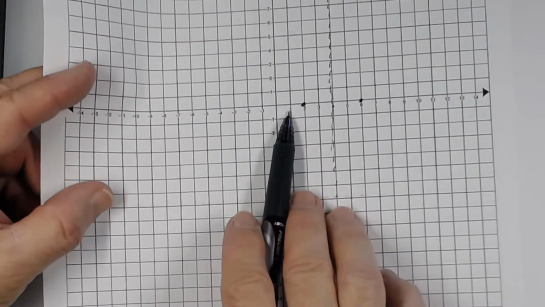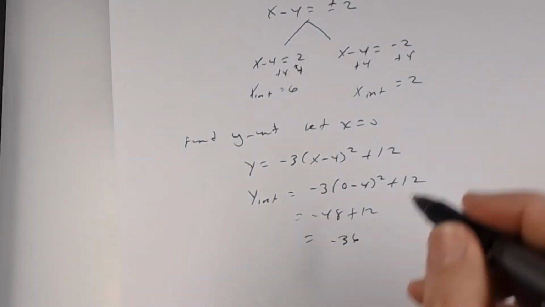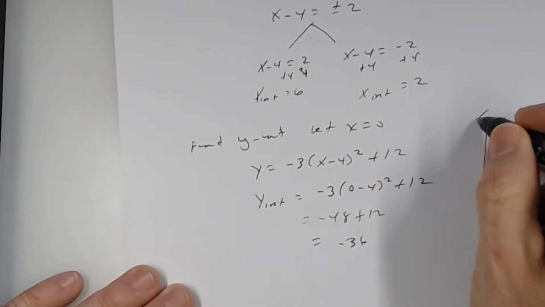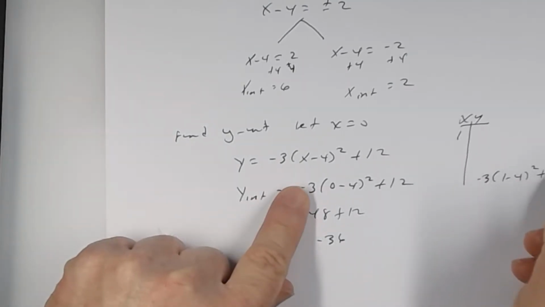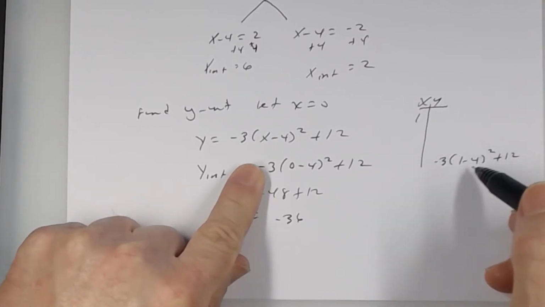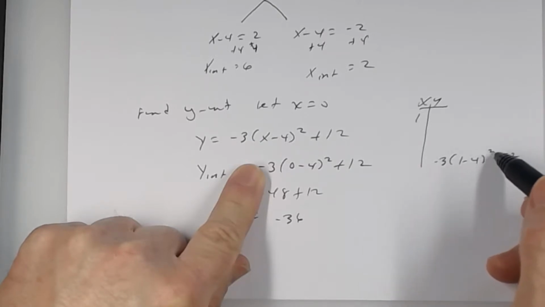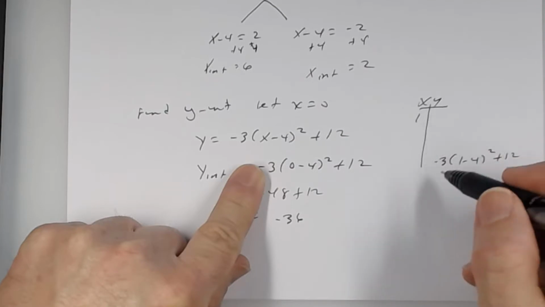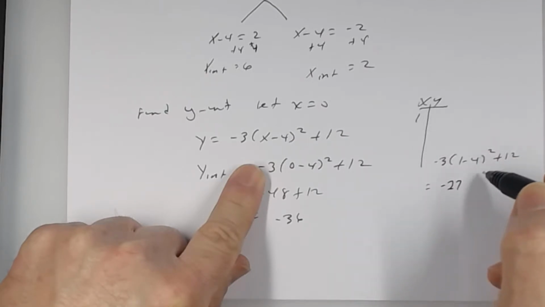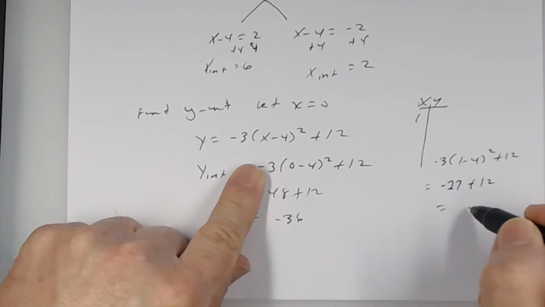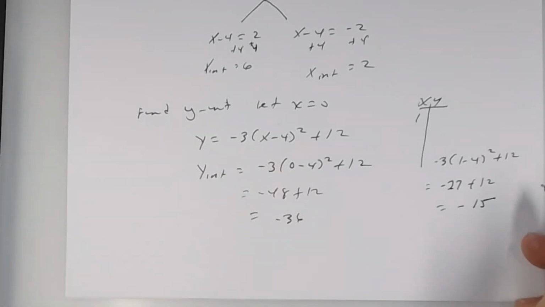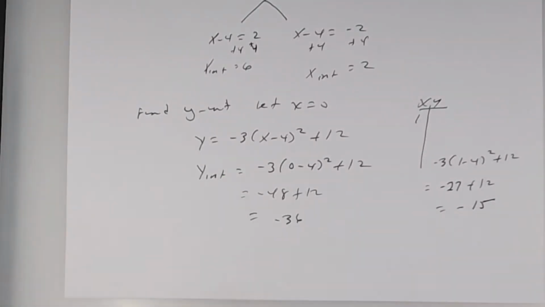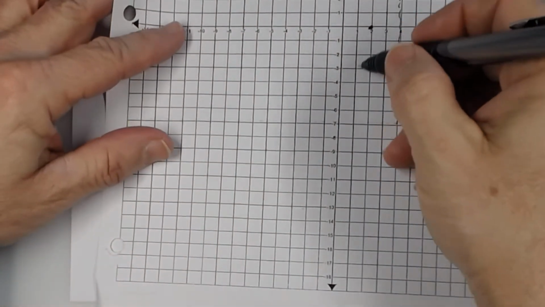So hopefully if I let x be 1, it'll be somewhere around here. Let's see. If x is 1, I get negative 3 times 1 minus 4 squared plus 12, right? What's 1 minus 4? Negative 3. What's negative 3 squared? 9. And 9 times a negative 3? Negative 27. Negative 27 plus 12 is negative 15. Is that right? Yes. All right, which I have enough room for. So 1, negative 15 is way right here, right?